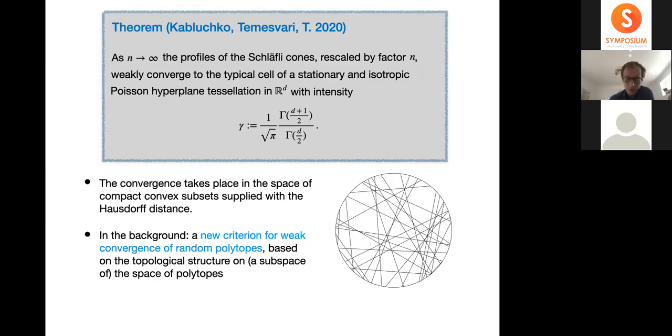What we prove is that these profiles weakly converge, but they don't weakly converge to the cube. It's more interesting: they converge to the typical cell of a stationary and isotropic Poisson hyperplane tessellation in Rd with a certain intensity, which is just a scaling factor, so this shouldn't bother us. First of all, we have to make sense of what weak convergence means here. This is the convergence which takes place in the space of compact convex subsets supplied with the Hausdorff distance, and the related weak convergence of the random objects.